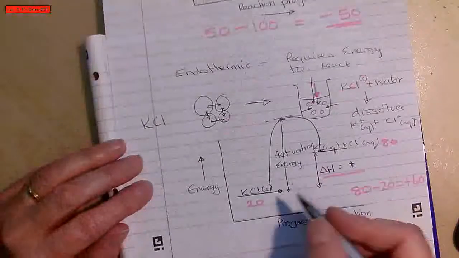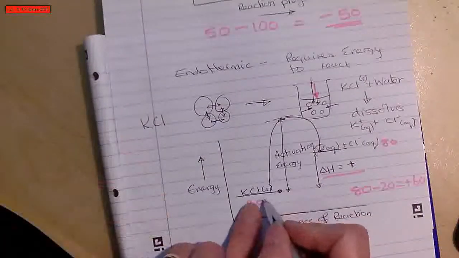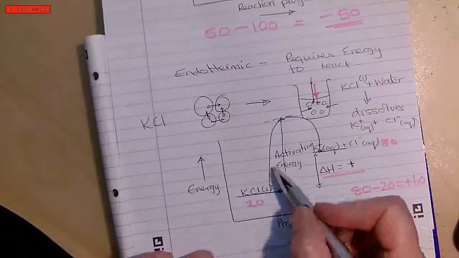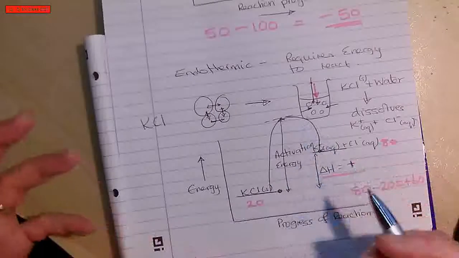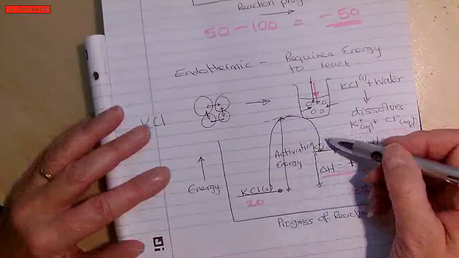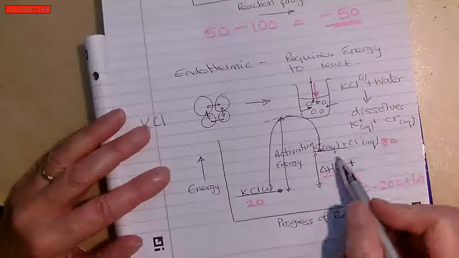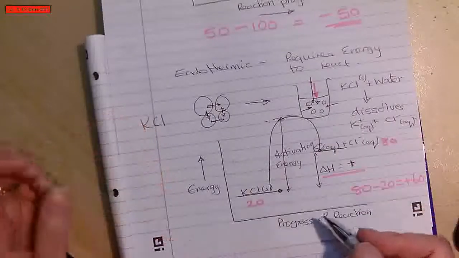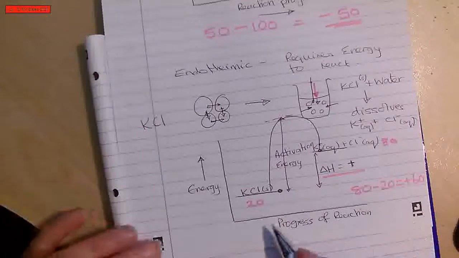So this is our endothermic reaction. We don't have a lot of energy to begin with. We put in a lot of energy to be able to get the reaction to start, and we only get a little bit back. So the enthalpy change is positive. And so this is what our reaction profile looks like.